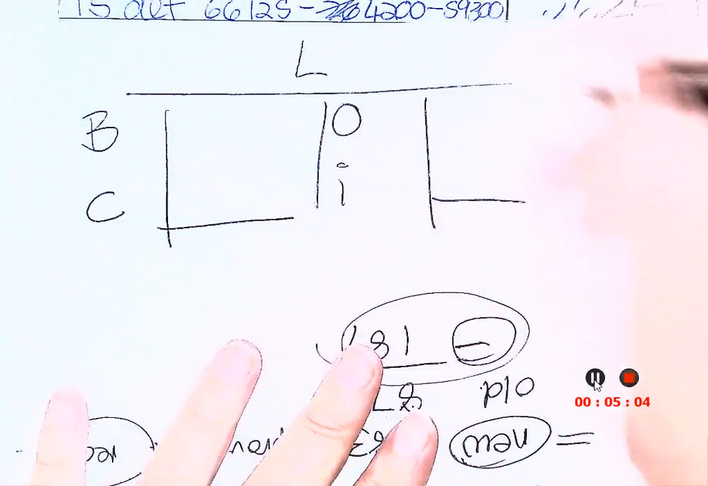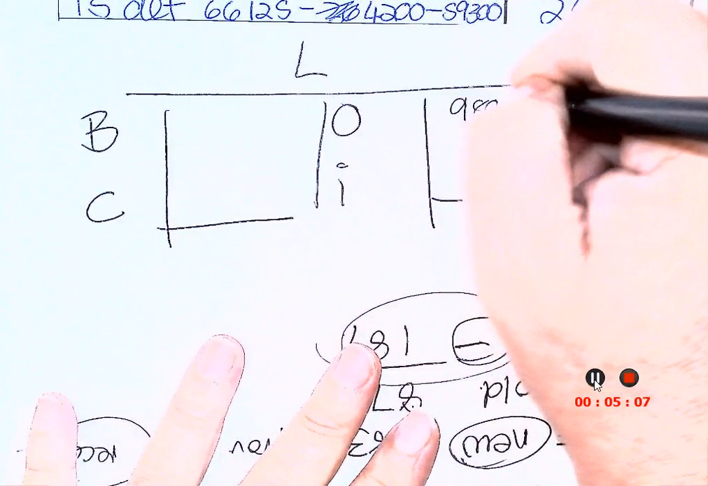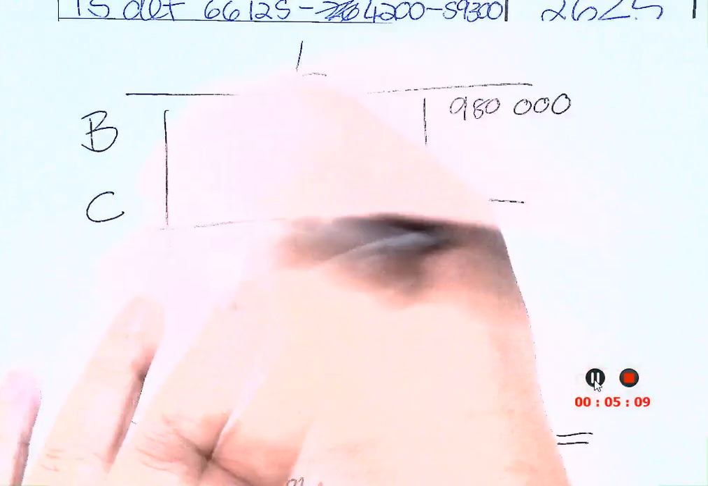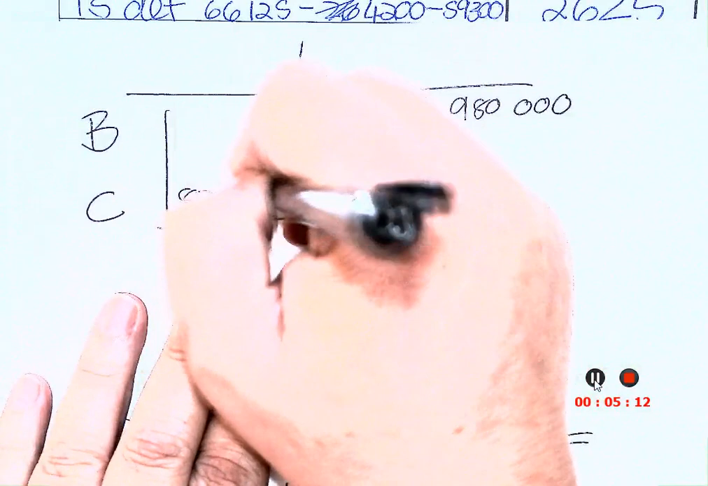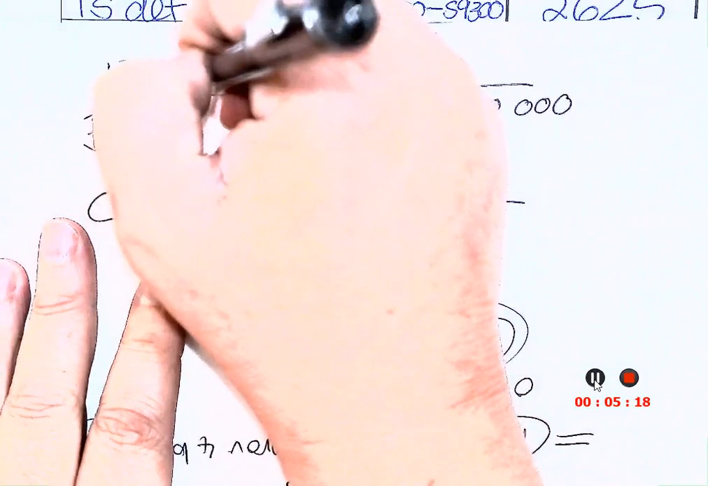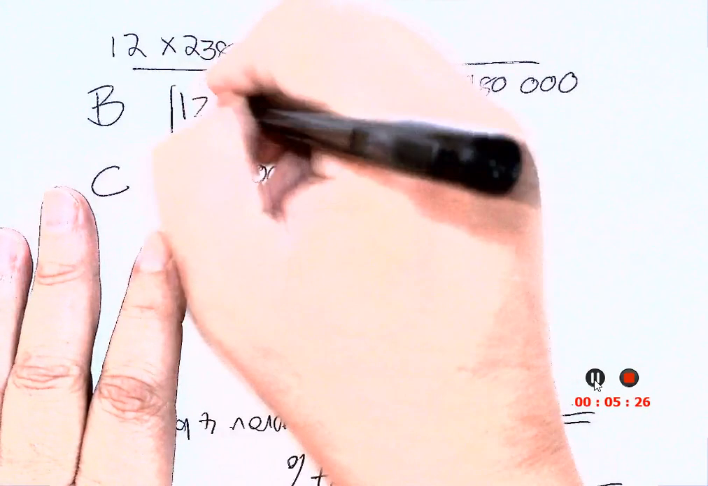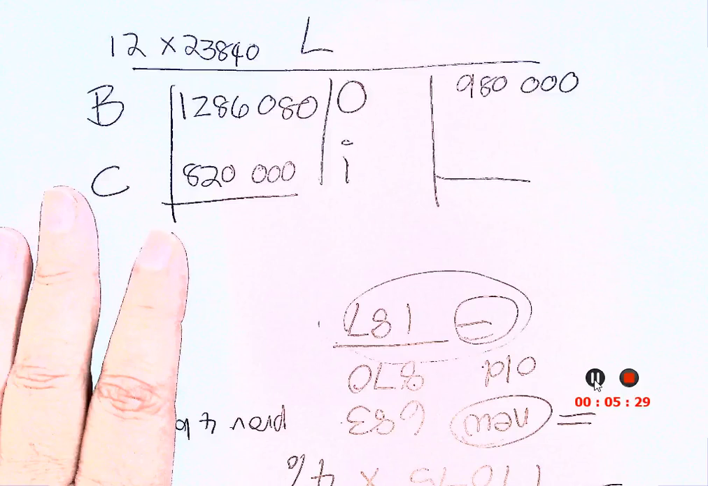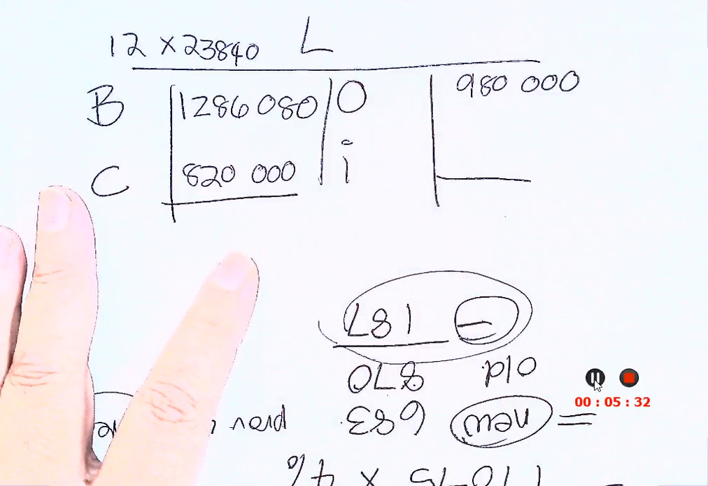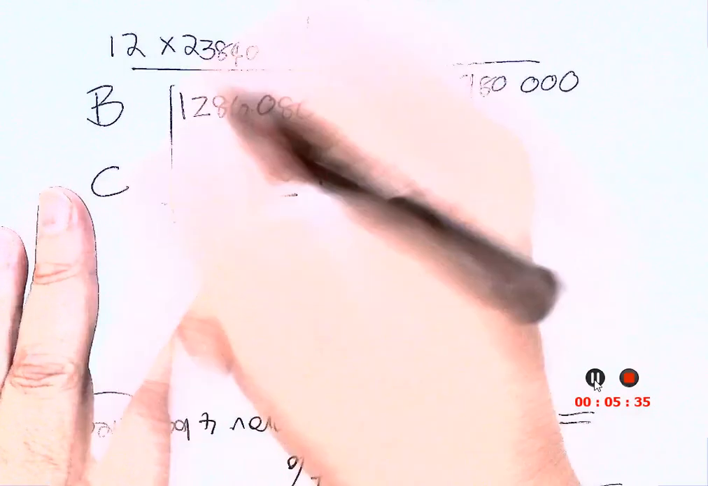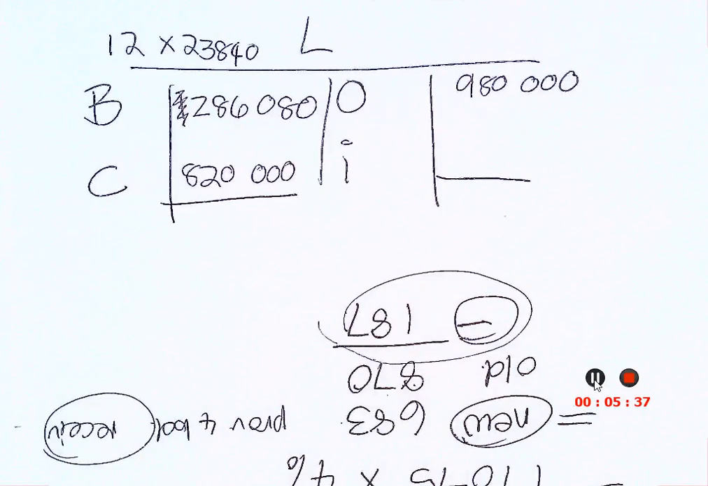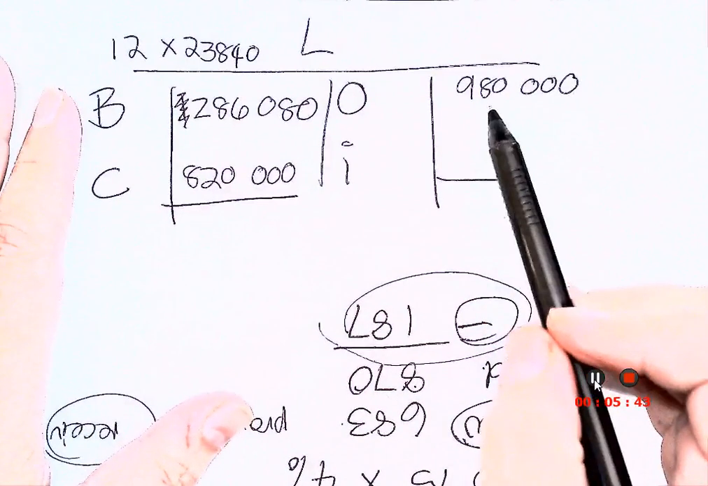They tell me my opening is 980. They tell me my closing is 820. And they tell me my monthly repayments is 23840. So what is that? Okay, and now I balance. 286, not 1286. So I say 980.